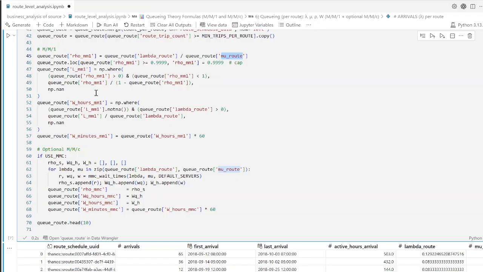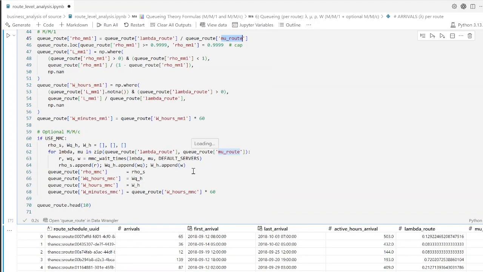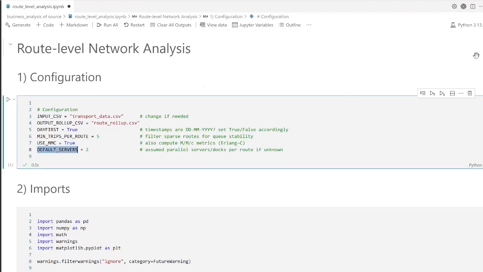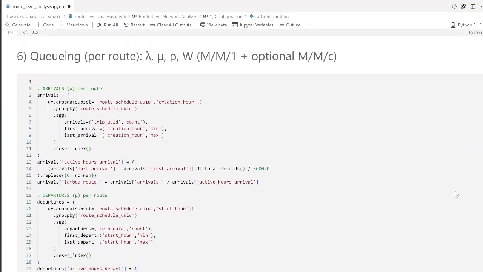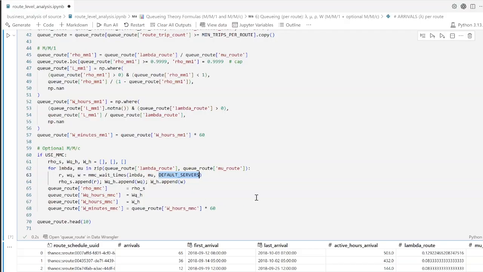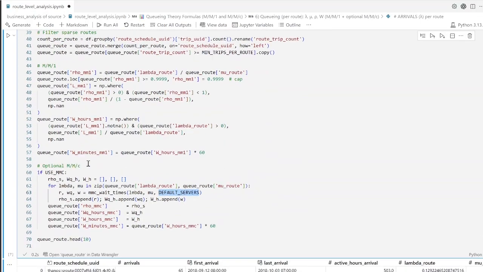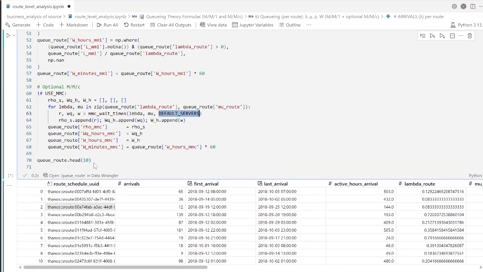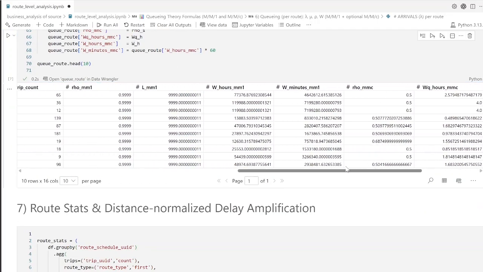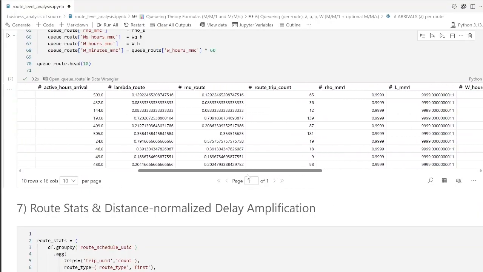Similarly for MMC, we will just set the value of c according to the number of servers that we configured before, the default servers, which is set equal to 2. So we are configuring it to our default server, and the formula for both of them is going to be the same. After we have done this processing, let's look at how the data is now looking.